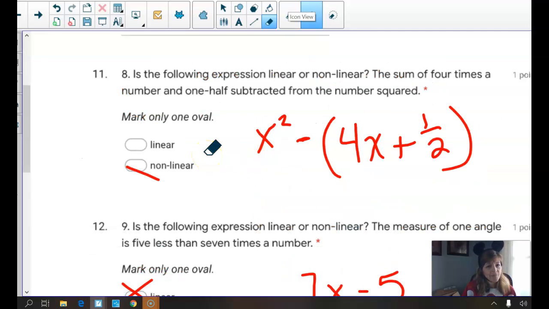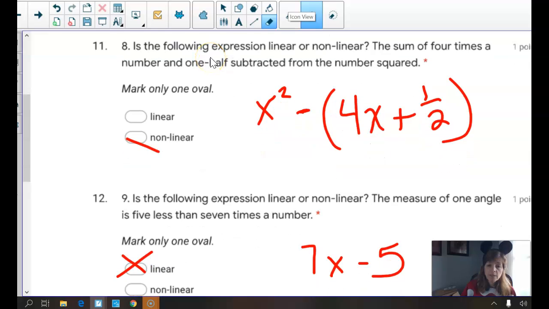Linear and nonlinear. All right, so again, number 8 on your Google form was x squared minus 4x plus a half. Since we have that x squared, it's nonlinear. People are still not getting this correct in your Google form. If it's linear, that exponent needs to be 1. The exponent that goes with the variable needs to be 1. Notice here there's nothing, so therefore it's 1. x to the first power is the same as just x. So that's what you're looking for.